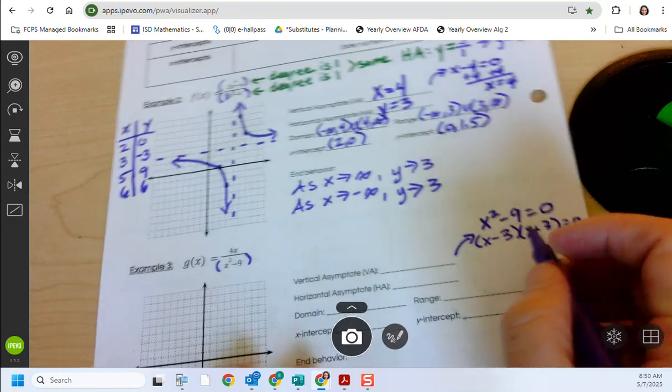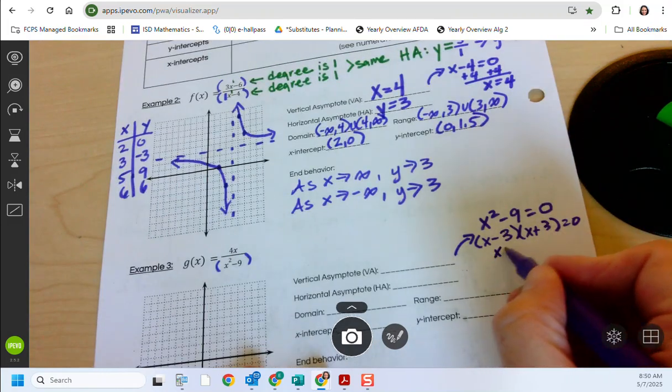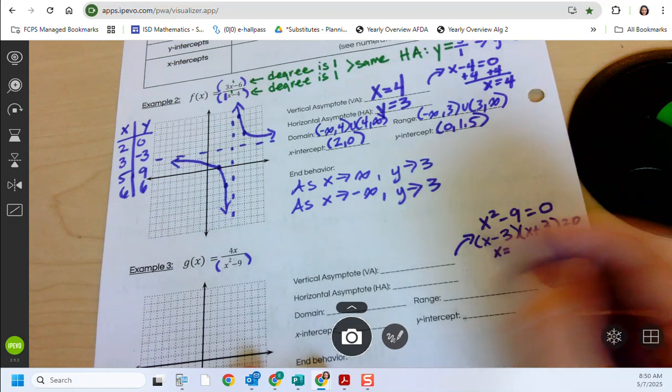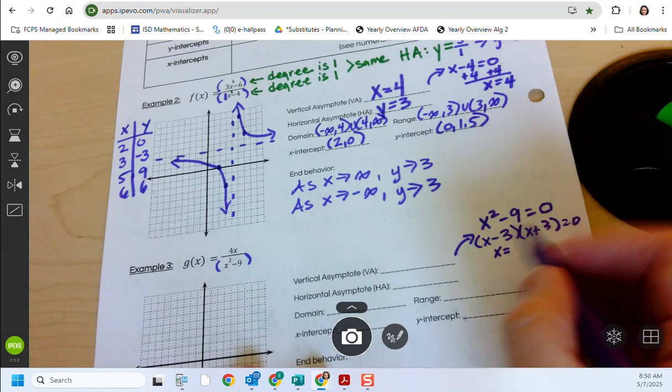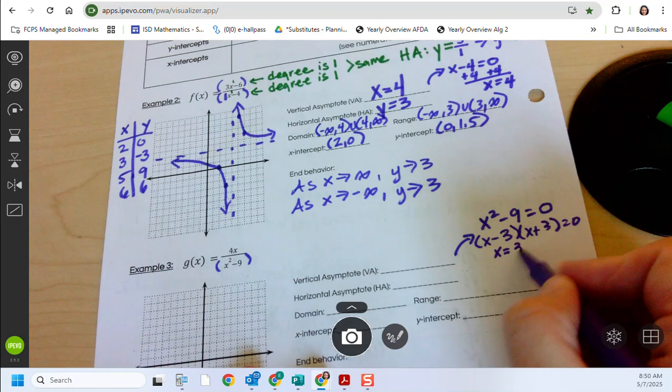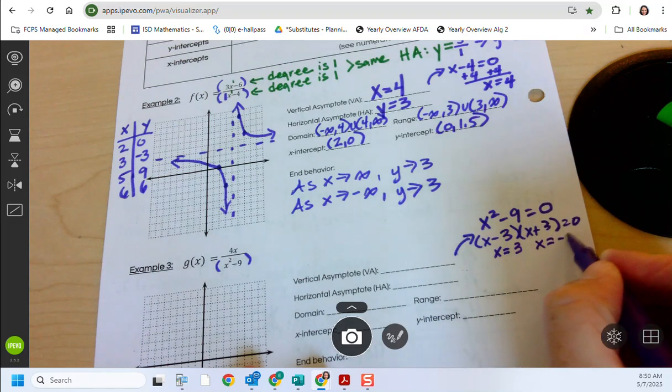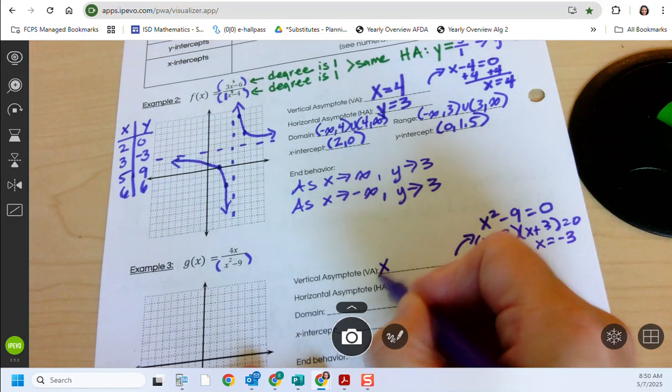All right, so then you set each factor equal to 0, so we're actually going to have 2 vertical asymptotes. And when you graph this on your calculator, you'll see how that looks. This one is going to give me x equals 3, and this one's going to give me x equals negative 3. So there are 2 of them.